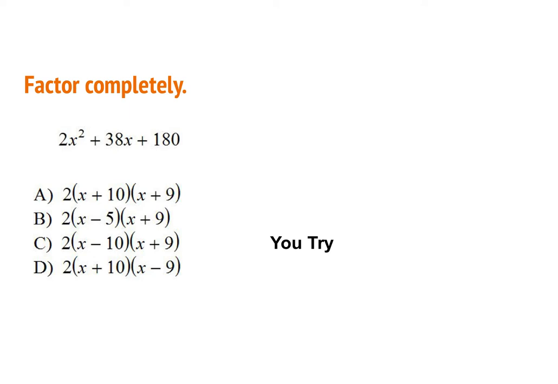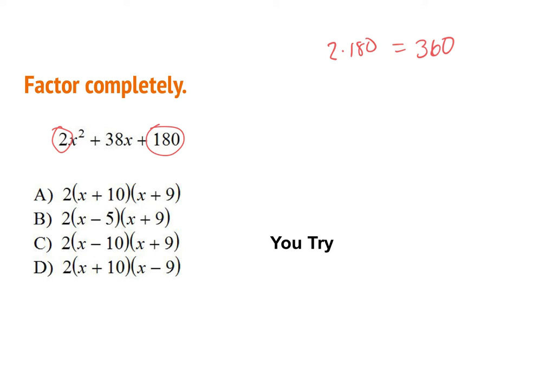Okay, so I am going to do my A times my C. So 2 times 180, that's going to give me 360. Now, when you have a very large number, it might be very hard to find factors of 360, or it might be more time consuming. So it might be useful to do a greatest common factor of my polynomial. Is there a number that I can divide 2, 38, and 180 by? Yes, I can divide it by 2.